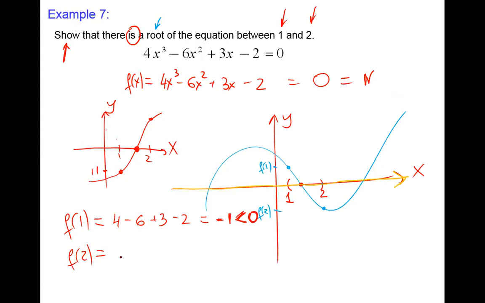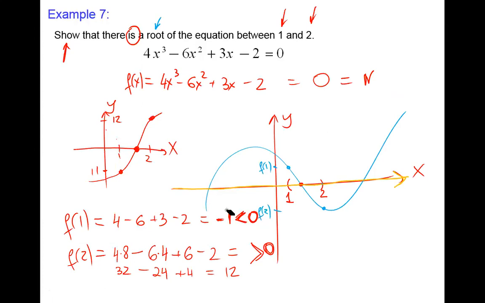Okay, but who can help me? 4 times 8 minus 6 times 4, it is 12. 3 times 2 minus 2. This is 32, this is 24, and this will be 4. I will not even finish, but this is definitely greater than 0. It is 12? I think it is 12. Good. That means this value is 12.